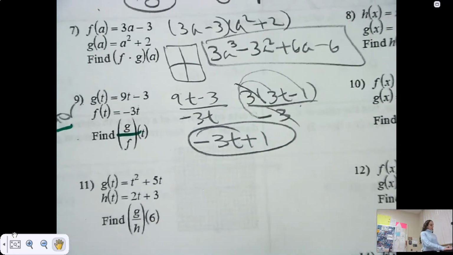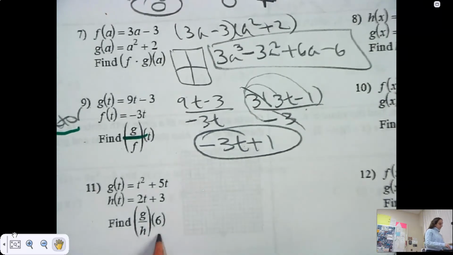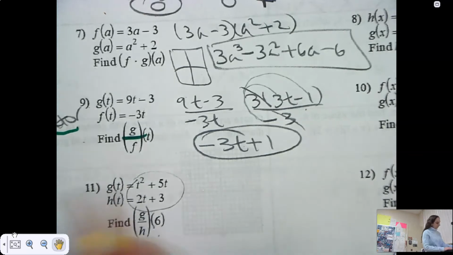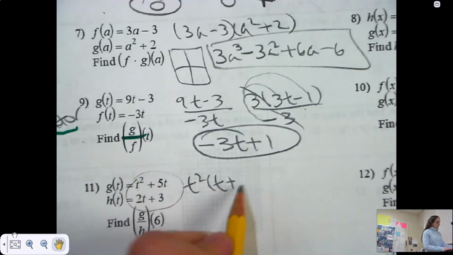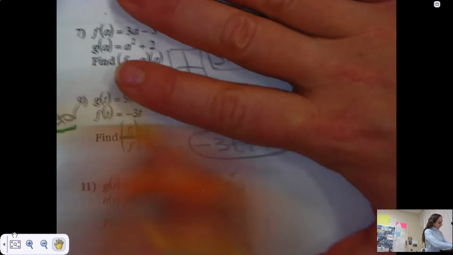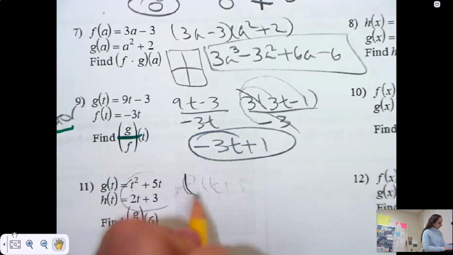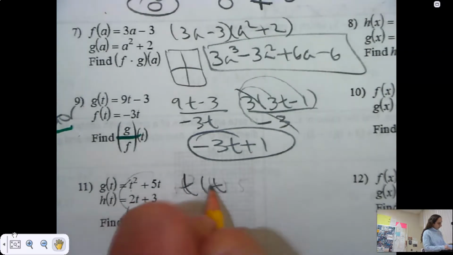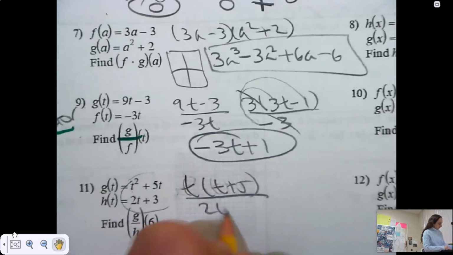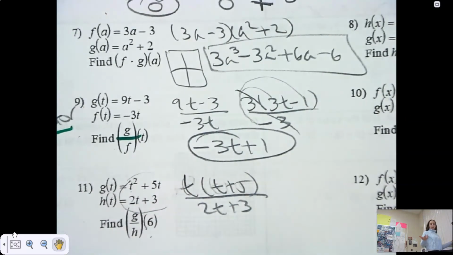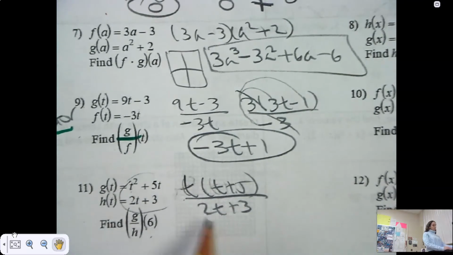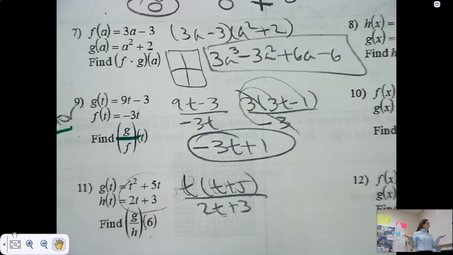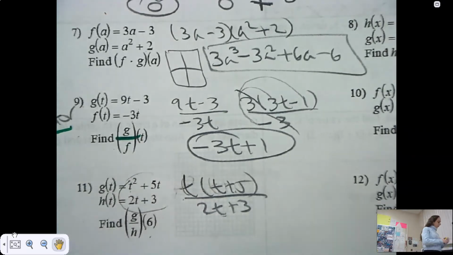Okay? Let's do this one. This time what they want you to do is divide these two and then plug in 6. So I go t squared. I'm going to factor this, by the way, right off the bat, just because I know that's what I'm going to have to do when I divide. Nothing's the same. This t is being multiplied by 2. That one's being added. This one's being multiplied. Nothing's the same, so I can't cross it off.